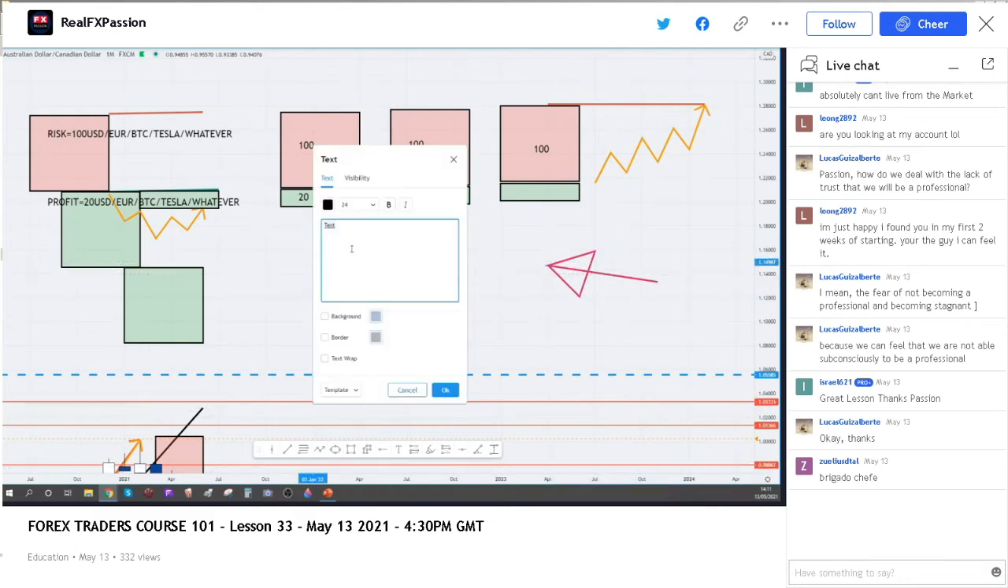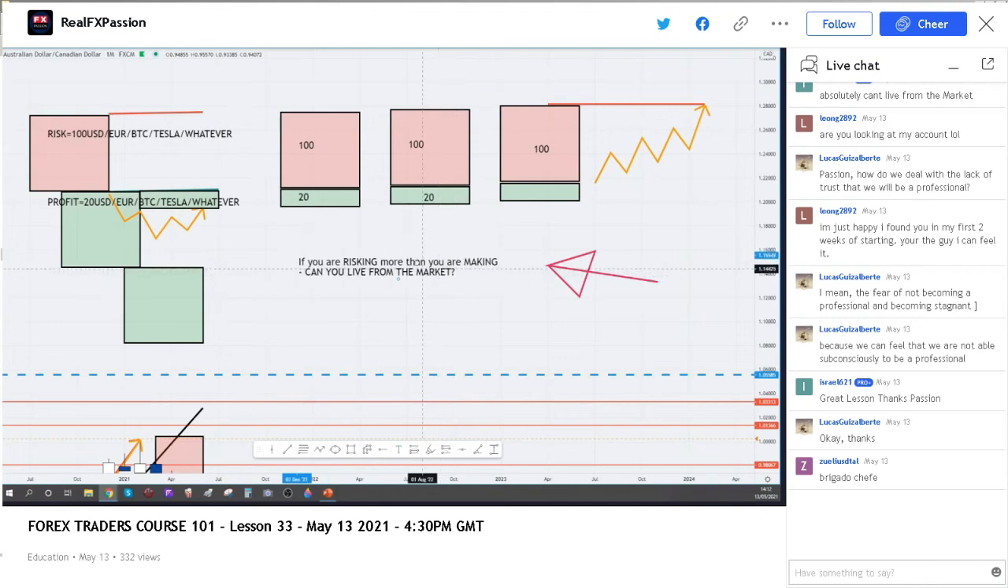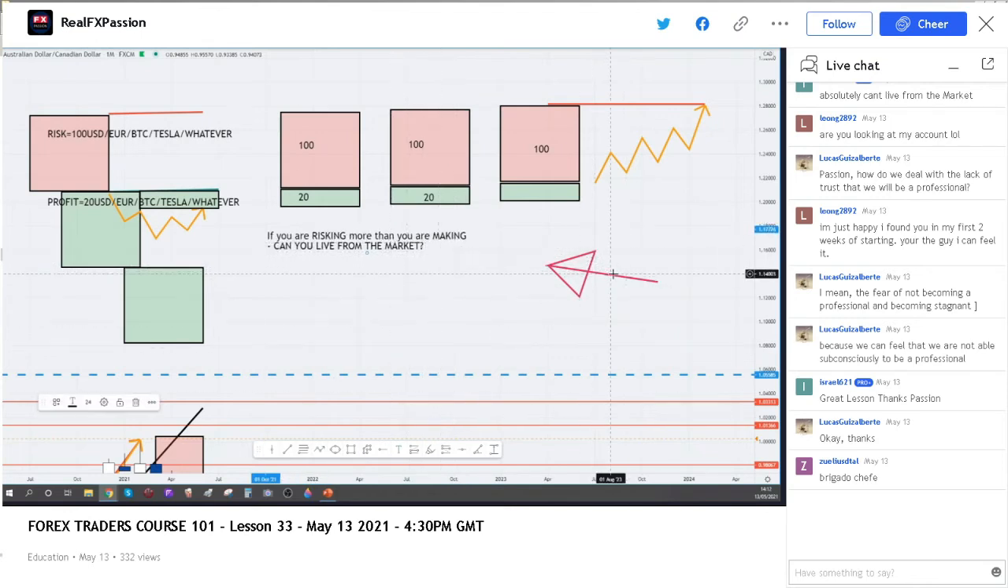So here is the question, beginner traders and advanced traders. If you are risking more than you are making, can you not make money because it's one trade after another? Can you live from the market? Right? This is the question. If you're risking more than you are making, can you live from it? Numbers don't lie, everybody. Numbers don't lie. If you are risking more than you are making, can you not make a profit?